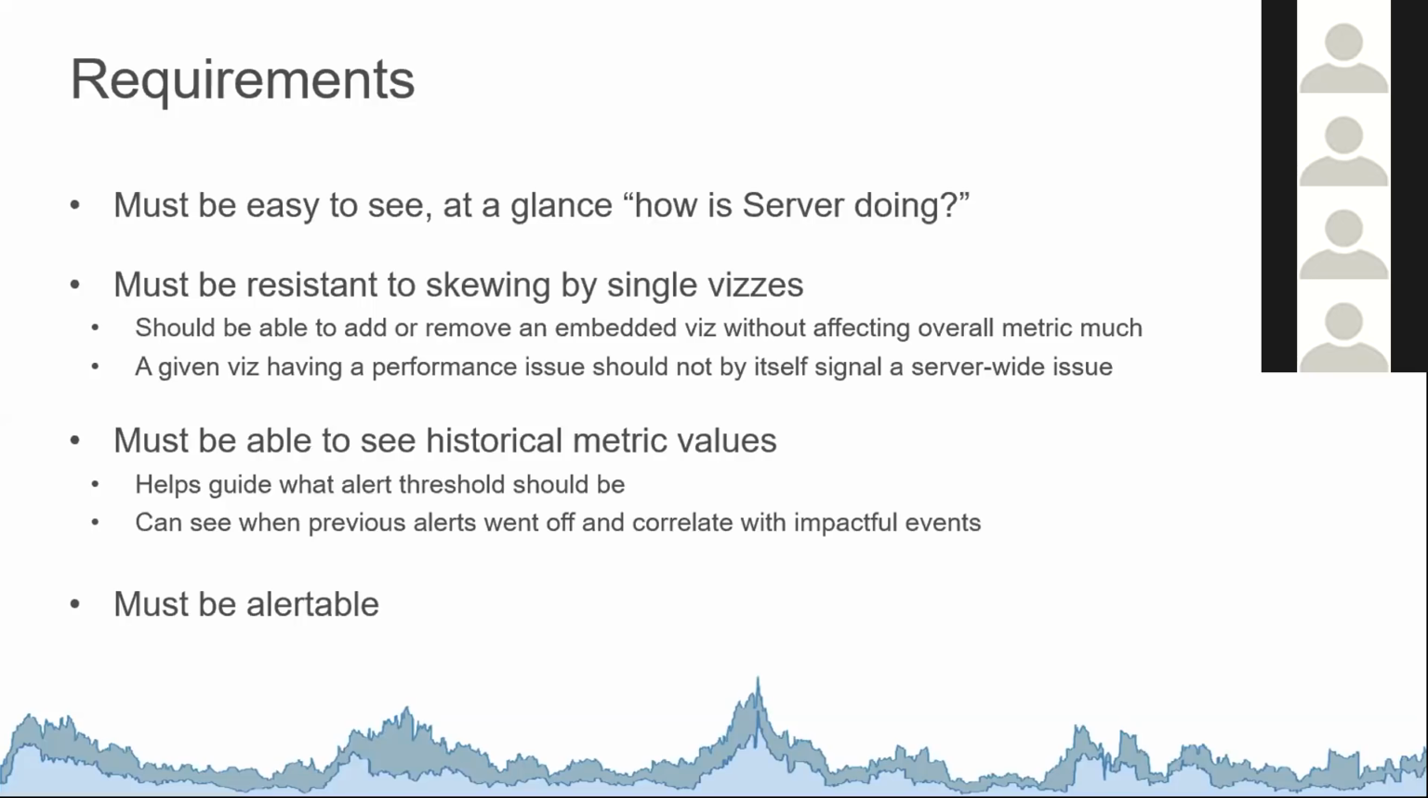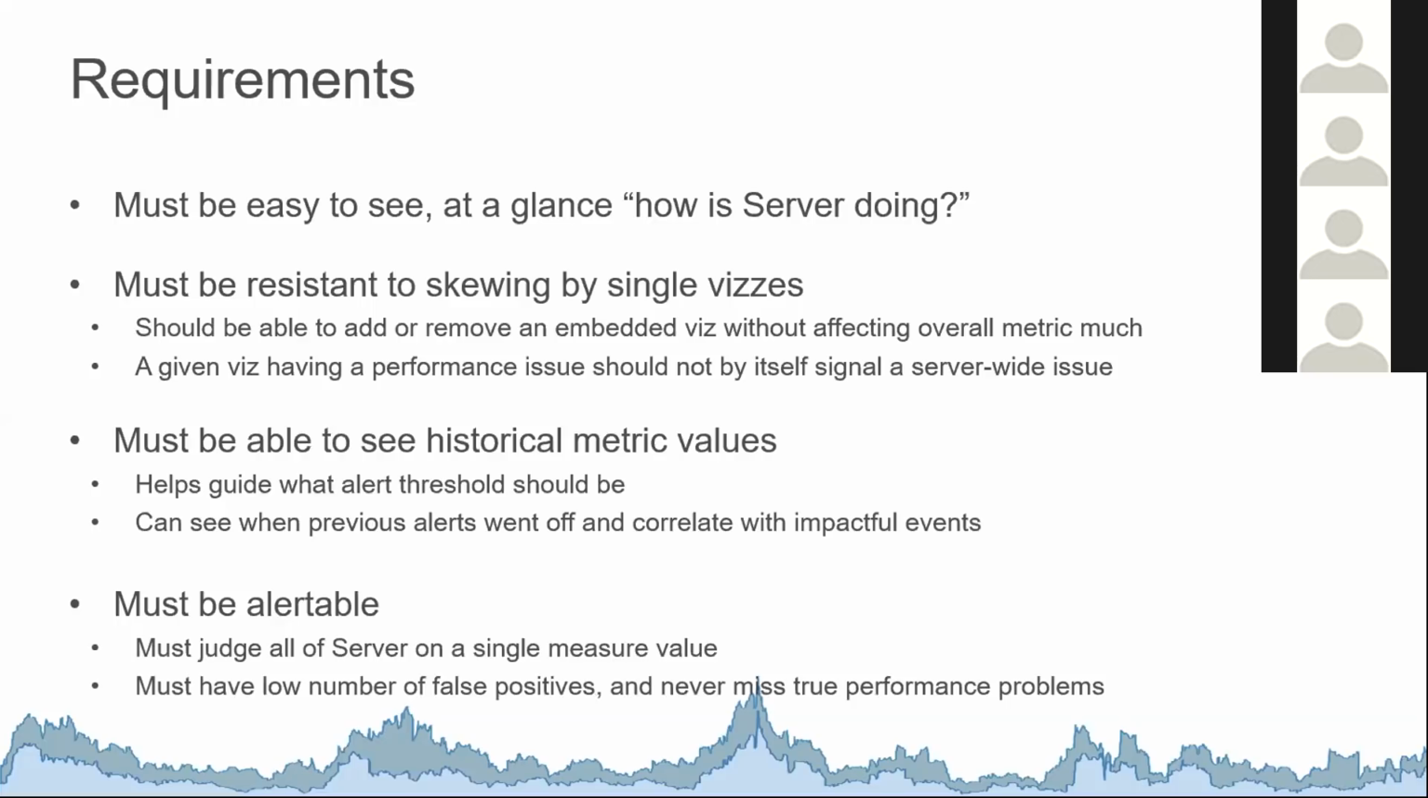And we need something that we can send an alert on. So that means we have to condense everything to a single number. It has to be a measure value, and that has to be something that we can trust to be not very noisy. It has to have a low number of false positives. In other words, we don't want to be alerted all the time for no reason, and we don't want to miss true performance problems when they do happen.